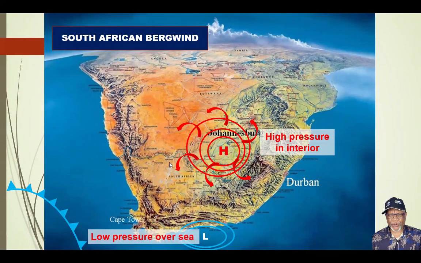We have your bergwinds. You must be able to define what bergwinds are. Bergwinds are hot, dry winds that blow from the interior to the coast during summer. So what you should know, the impacts of bergwinds will also be similar to the impacts of tropical cyclones, mid-latitude cyclones, and line thunderstorm.